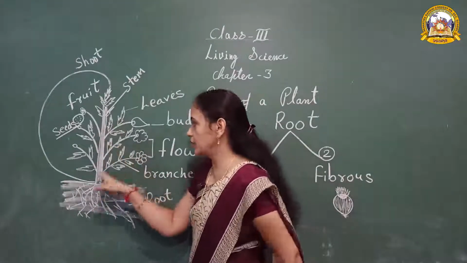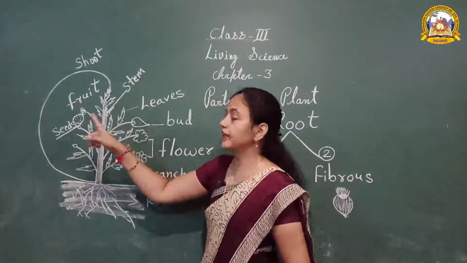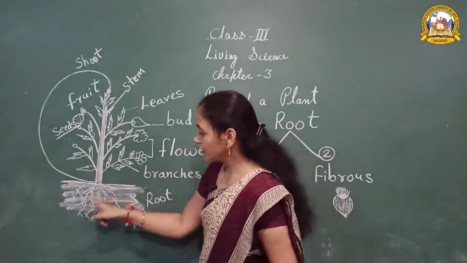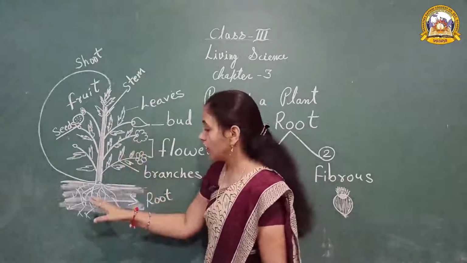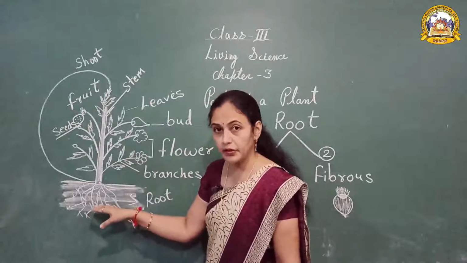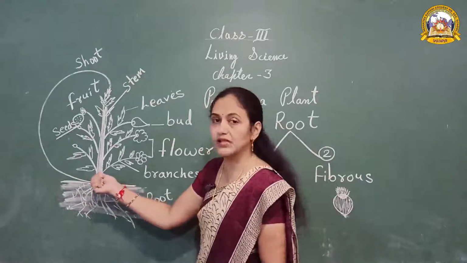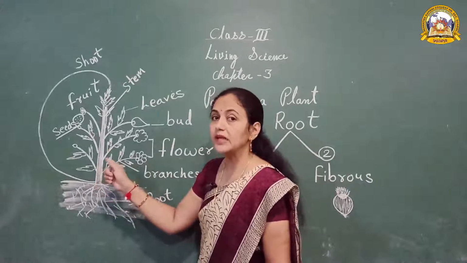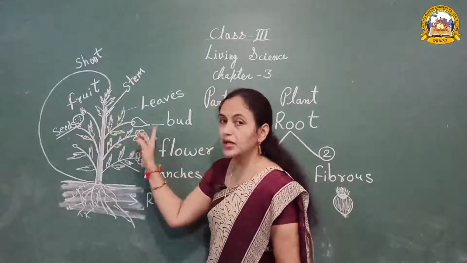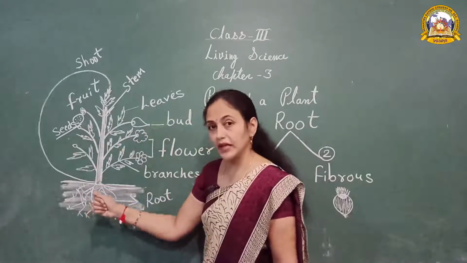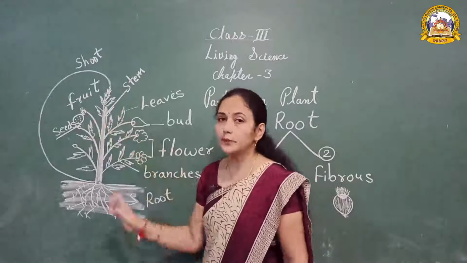We also learned about the stem. What is the function of the stem? The stem holds the plant upright and gives support to the branches. The stem also carries water and supplies it to all the parts of the plant. What is the function of the root? Did you remember? The root absorbs the water and supplies it to the stem. And what is the function of the stem? The stem carries the water and supplies it to the whole plant. The root fixes the plant in the ground, and the stem holds the plant upright and gives support to the branches.